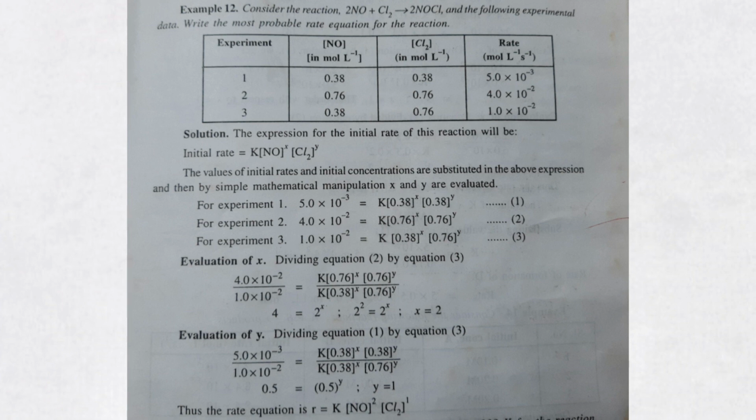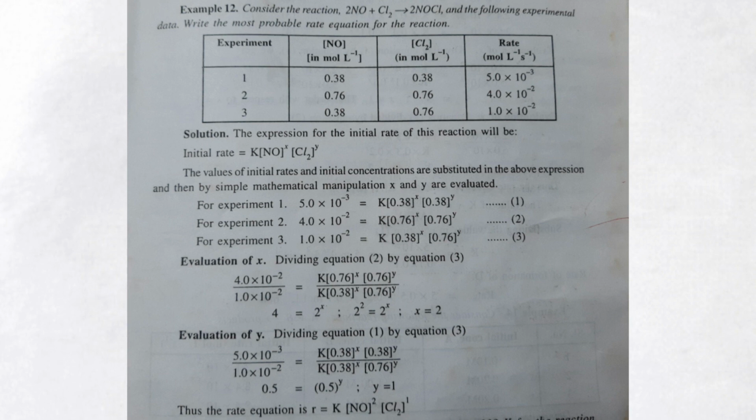In second experiment NOയുടെയും Cl2ന്റെയും concentration double ആകുന്നു. Then rate 5 into 10 raised to minus 2. In third experiment the concentration of NO that is 0.38, chlorine that is 0.76. Then rate is equal to 1 into 10 raised to minus 2. Then the rate equation is equal to K into concentration of NO to the power X, then the concentration of Cl2 to the power Y.